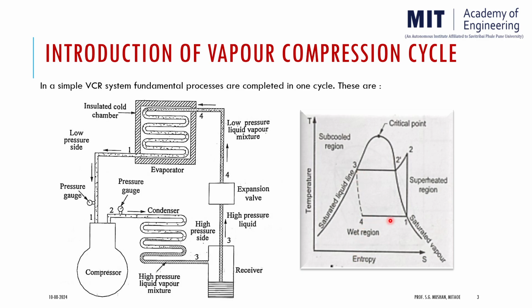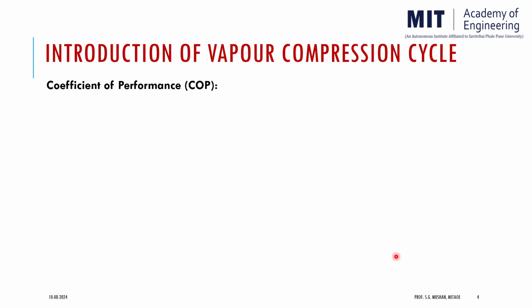And at the last, the evaporation process, where again the phase change is observed from mixture state to the saturated vapor state. Okay, so this is the TS diagram. So for this particular ideal process, what will be the performance?